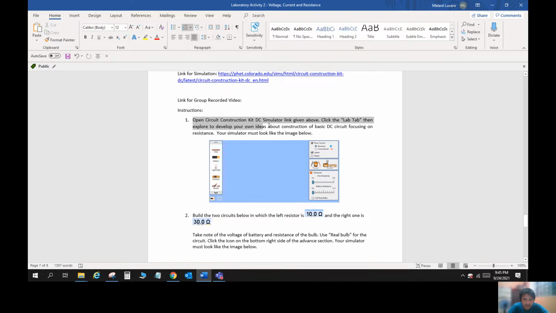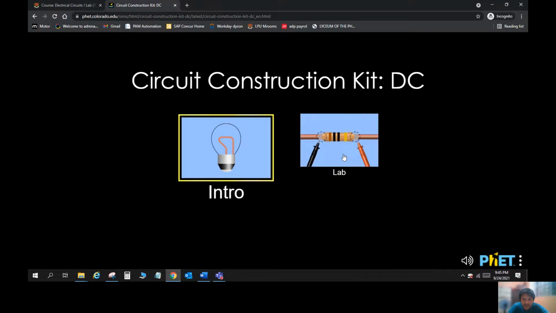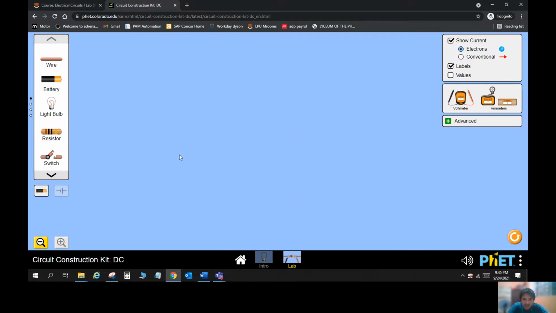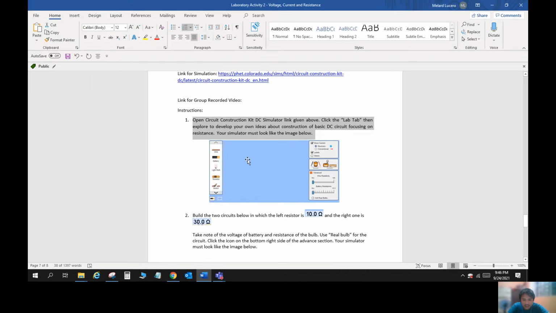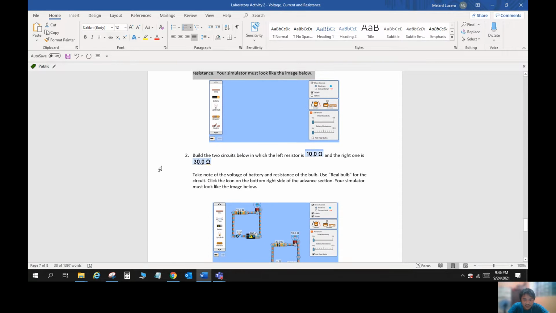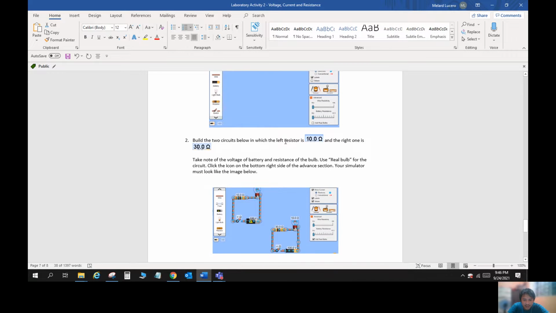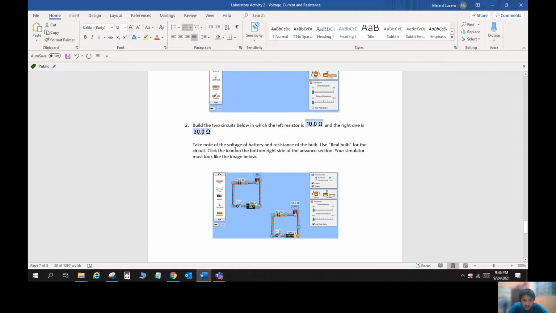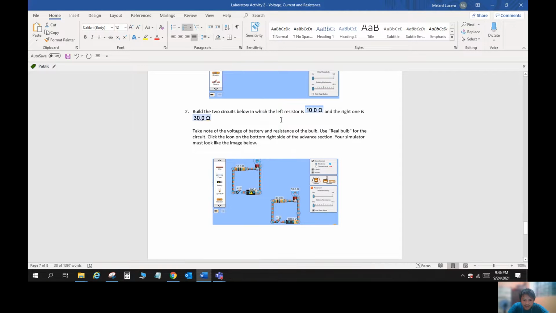Open circuit construction kit, link given above, or click the lab tab, then explore the develop lab tab. So let's click the lab tab. So this may be this one. Okay, so basically they are in the same interface. Then build two circuits below in which the left resistor is 10 ohms and the right one is 30 ohms. Take note of the voltage, battery, and resistance of the bulb. Use real bulb for the circuit and click the icon on the bottom right of the advanced section. Your simulator might look like this.